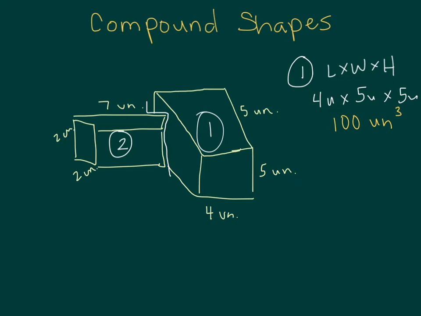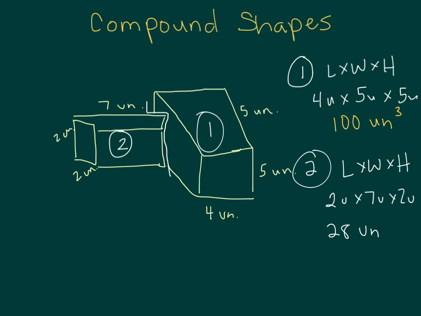Number 2, we're going to look at the second shape. We use the same formula, length times width times height, and we see here that the width is 2, the length is 7, and the height is 2. So 2 units times 7 units times 2 units. Now I know that 2 times 7 is 14, times 2 is 28 units cubed.